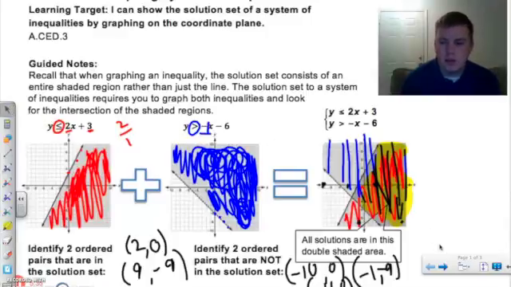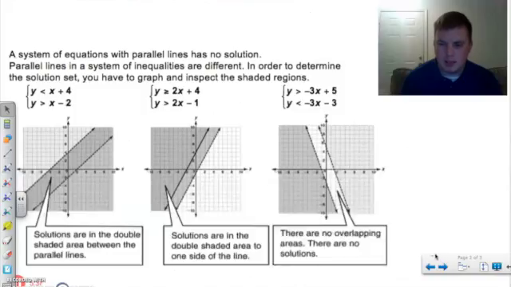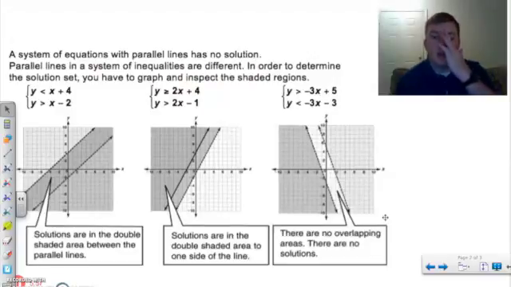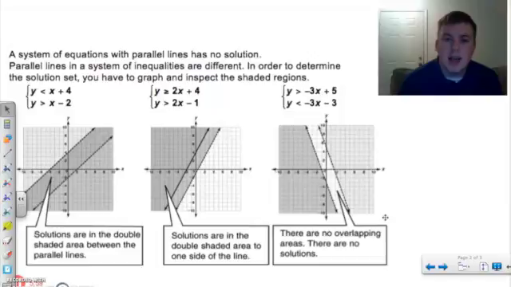Alright, so also we want to take a look at parallel lines. A system of equations with parallel lines has no solution. Parallel lines in a system of inequalities, however, are different. Sometimes we can have solutions even though we have parallel lines. That's unique from our system of equations where we said if they're parallel, since they never cross, we have no solution. But here, since we're looking at the shaded region instead, we can have possible solutions.